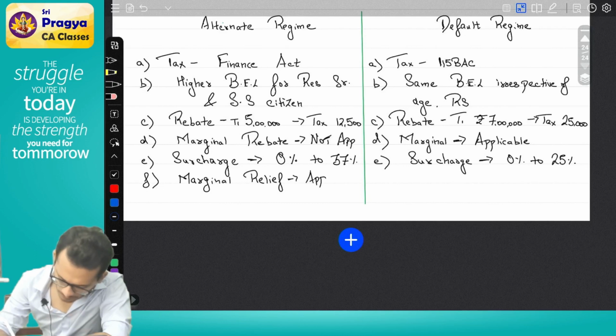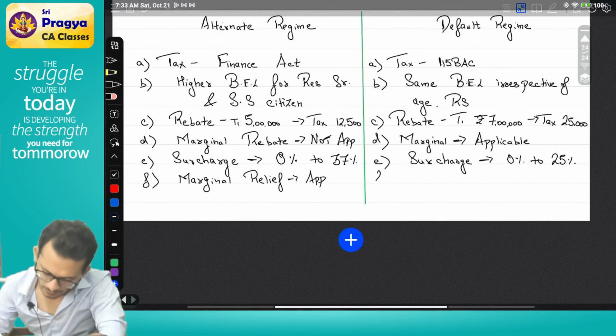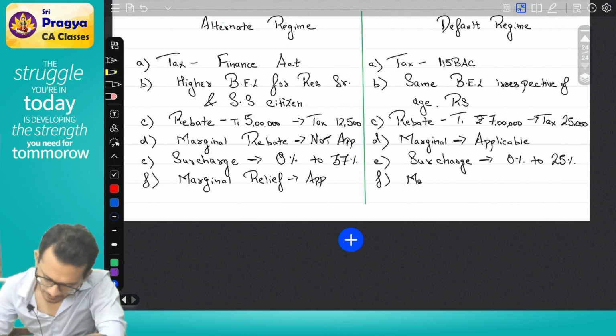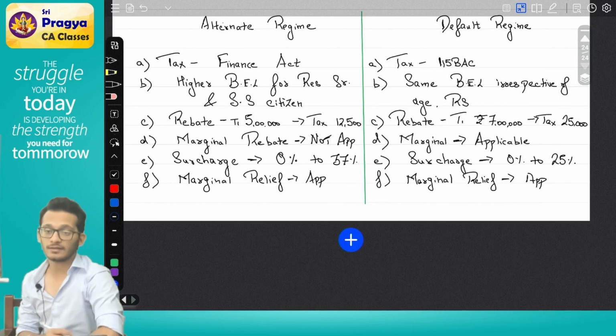Marginal relief applicable. In the default regime, marginal relief is applicable; in the alternate regime, marginal relief is applicable.